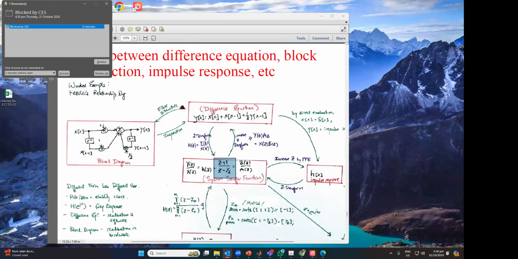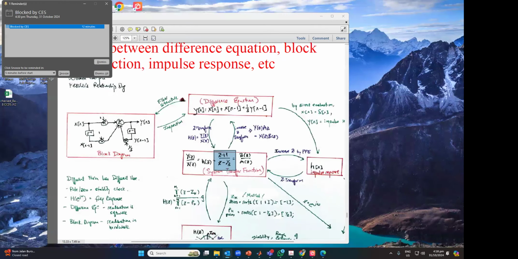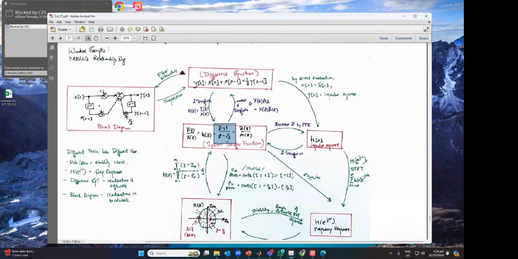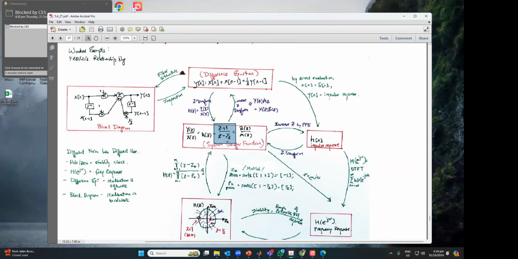Now, guys, I have shown you the impulse response, right? So I've done the block diagram, I've done the difference equation, I've done H of z, I've done poles and zero. I forgot to draw the hairy thing. The hairy thing here that's sticking out is showing you the region of convergence.